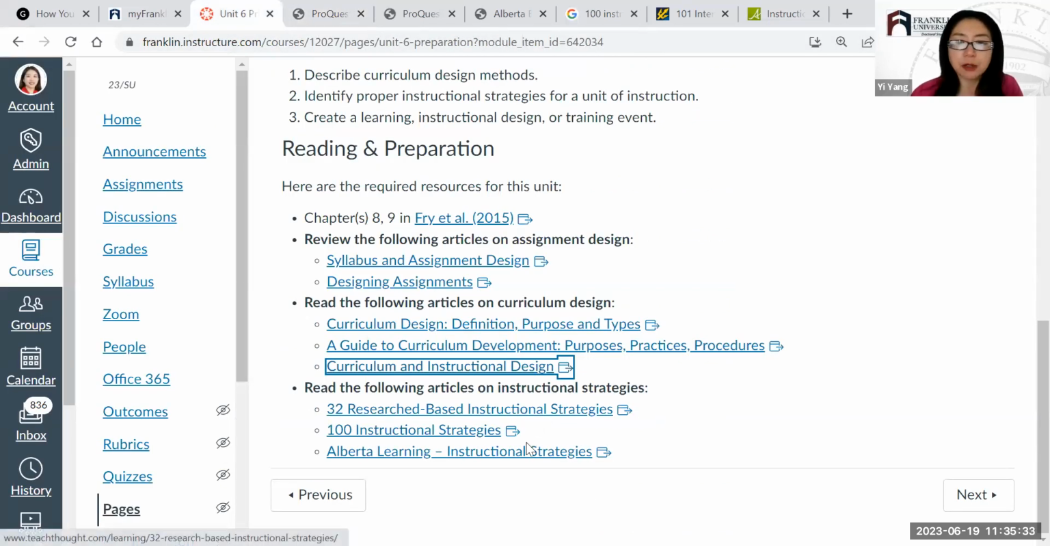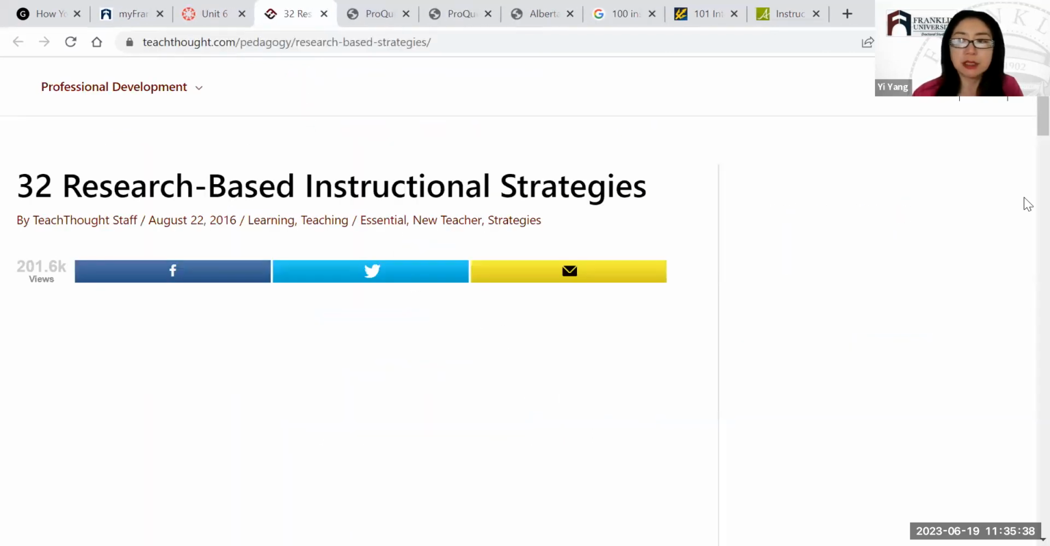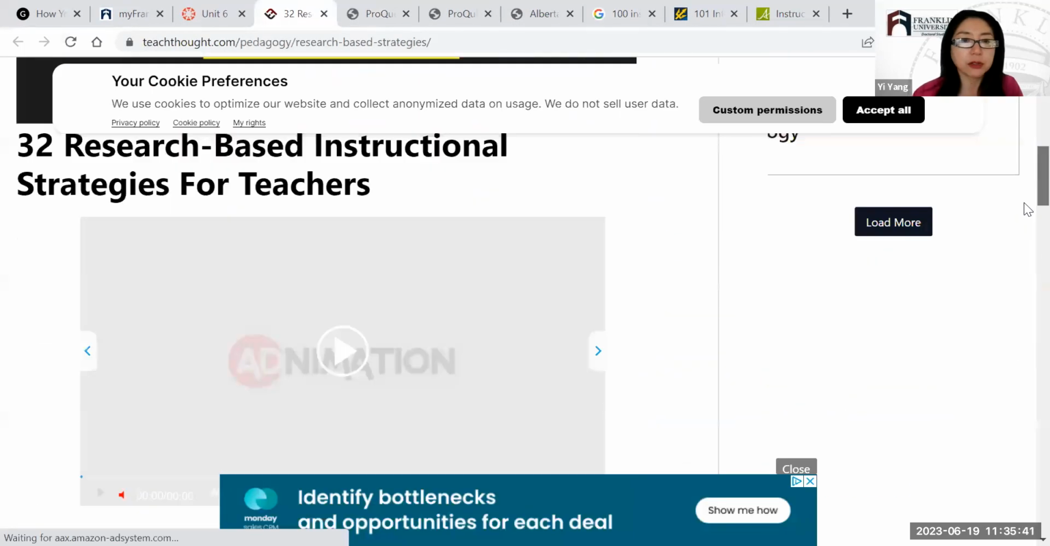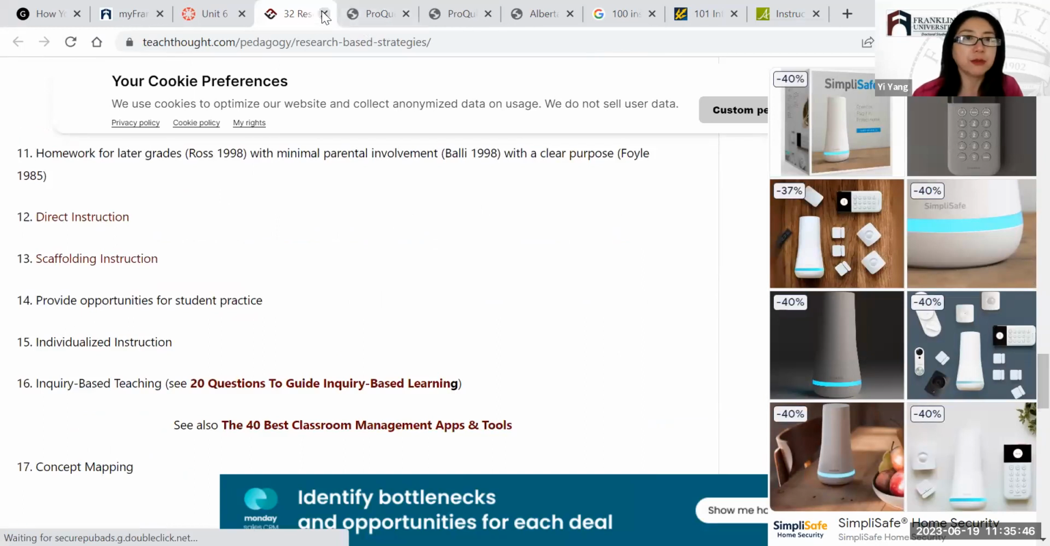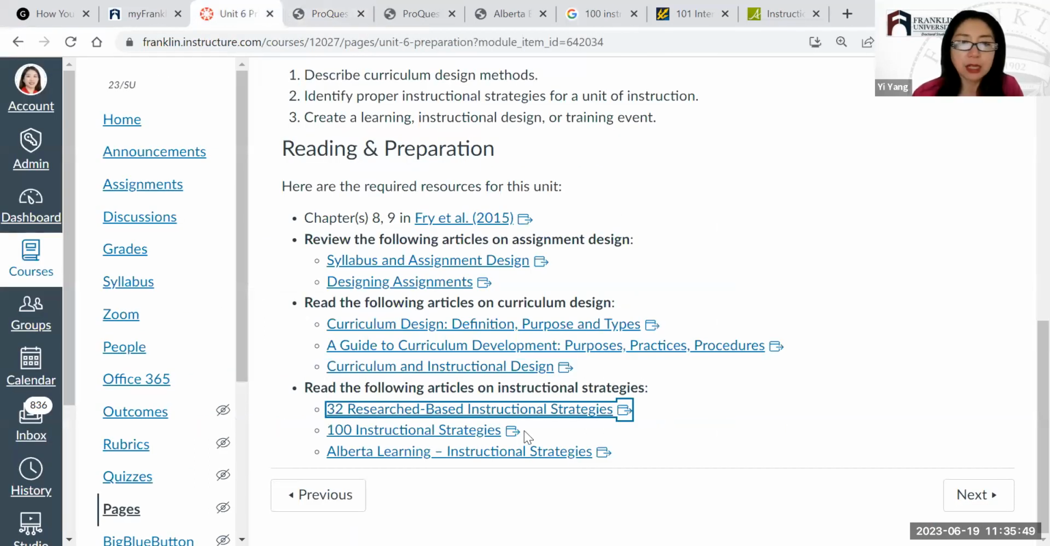There are 3 articles I provided here. 32 Research-Based Instructional Strategies is a very quick read that gives you an overview of the 32 instructional strategies, so take a look and review them. The other 2 articles, 100 Instructional Strategies and Alberta Learning Instructional Strategies, have broken links. I am going to post the updated links for those two articles in my announcement, so make sure you check the announcement.